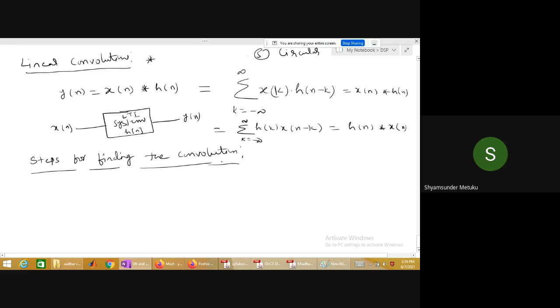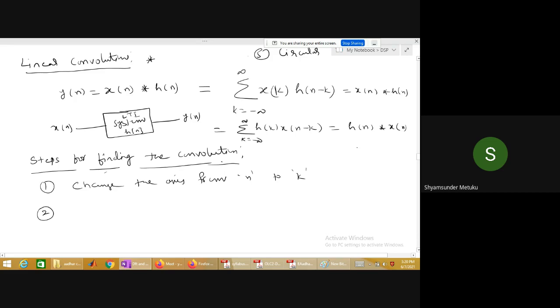If n equal to 0, what are the terms left in this expression? Is it not x of k and h of k? So it indicates that my inputs are given in the notation with the time variable as n, but my calculation starts with k. Yes or no? So the first step is written as: change the axis from n to k. Change of axis. Instead of representing your time variable as n, you represent your time variable as k. That is step 1. Change the axis from n to k. Step 2.